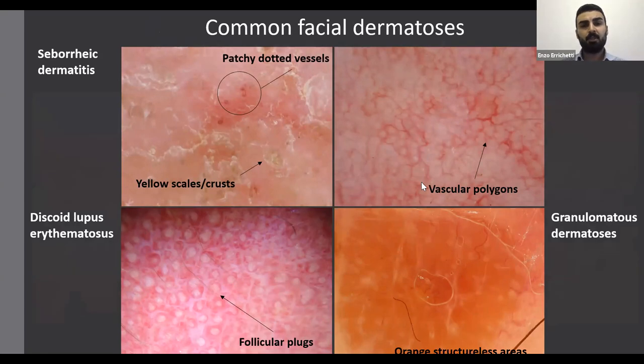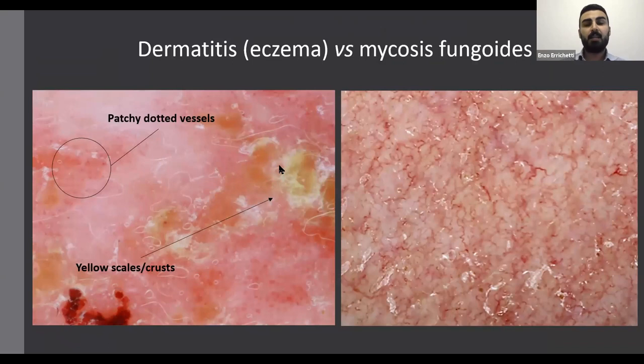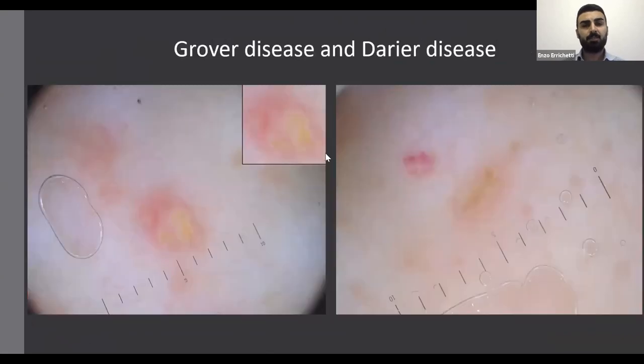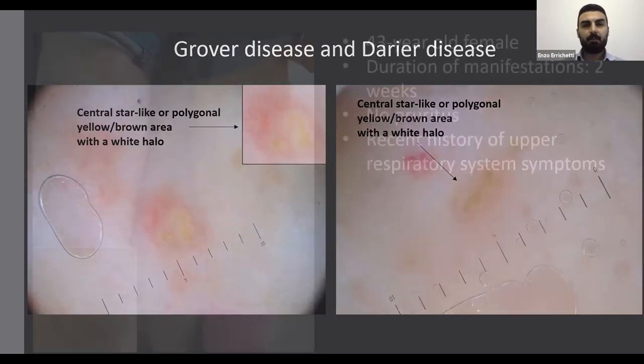Another thing we have learned from the literature is how to distinguish dermatitis from mycosis fungoides. As I told you before, in dermatitis, we have patchy dotted vessels and yellow scales and crusts. In mycosis fungoides, in its patchy stage, we have linear vessels and also, but less commonly, these spermatozoon-like vessels. Another thing we have learned from the literature is the dermoscopic pattern of Grover's disease and Darier's disease, which is very, very pathognomonic. We basically have this central star-like or polygonal yellow or brownish area with a white halo, as you can see here. So now let's see some cases.